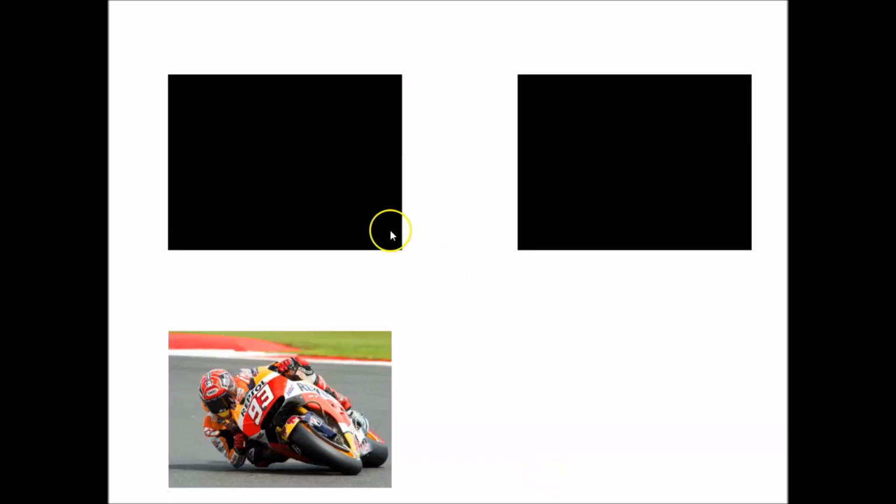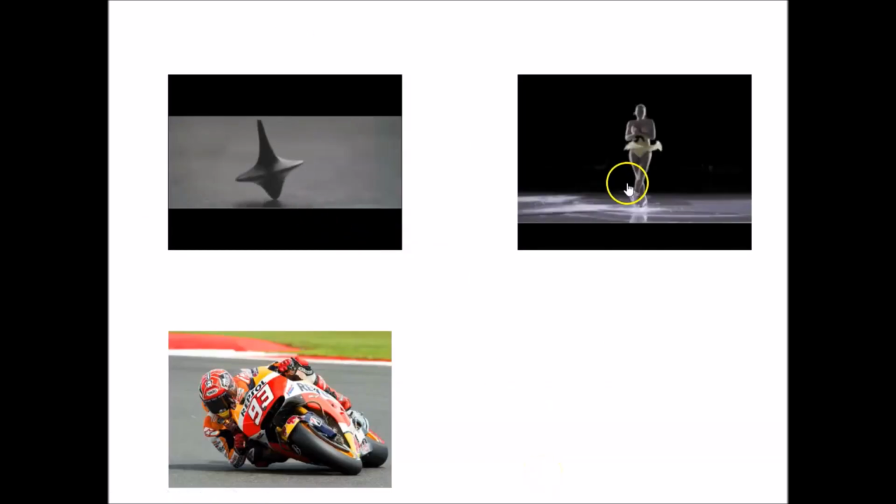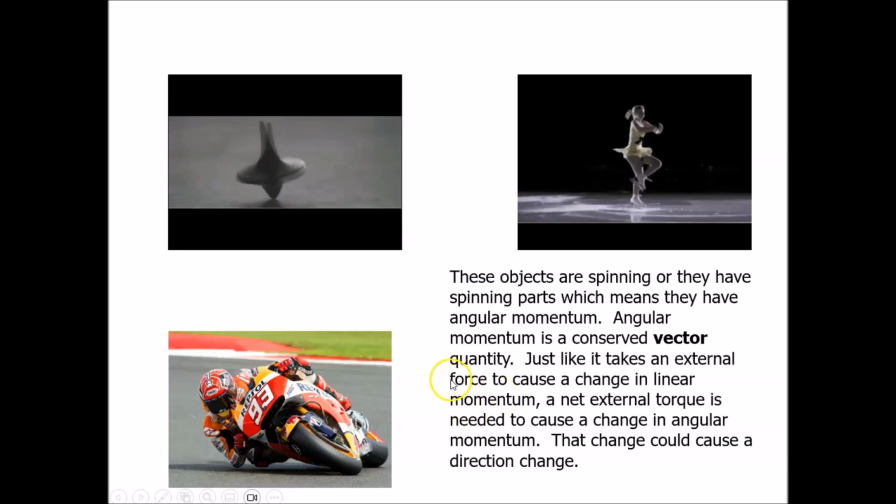So if you remember, we had these spinning objects, and we wondered, why doesn't the top topple over? Why doesn't this motorcycle topple over? Why is it this skater is able to spin faster? In all three of these, we have angular momentum conserved. And for these two on the left, the reason why it doesn't topple over is because angular momentum is also a vector quantity.